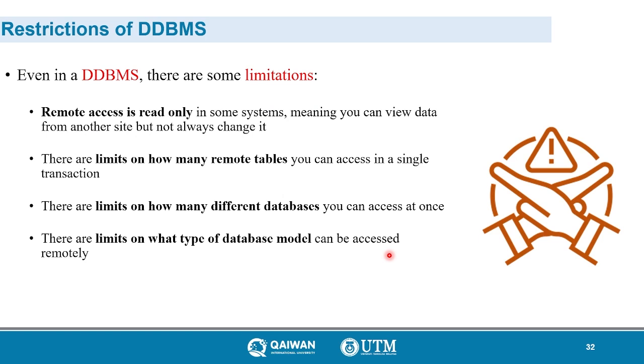Now, even a distributed management system has some limitations. First, remote access is read-only in some systems, meaning you can view data from another site but not always change it. There are limits on how many remote tables you can access in a single transaction. There is a limit on how many different databases you can access at once. Lastly, there are limits on what type of database model can be accessed remotely.